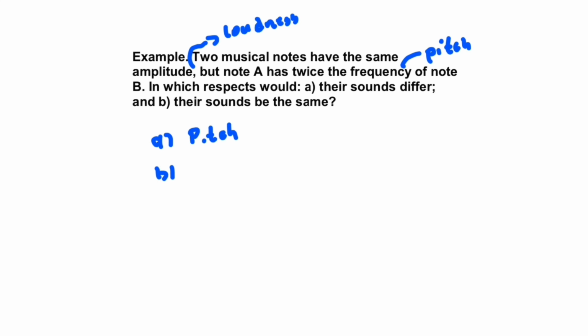And then B, in which respects will their sounds be the same? They're going to be the same in terms of loudness because we have the same amplitude. So amplitude, loudness, frequency, pitch. This is a type of question you would usually expect in a multiple choice. So let's make sure that we familiarize ourselves with the characteristics of sound waves: pitch, loudness, and tone. Let's move to the following aspect.